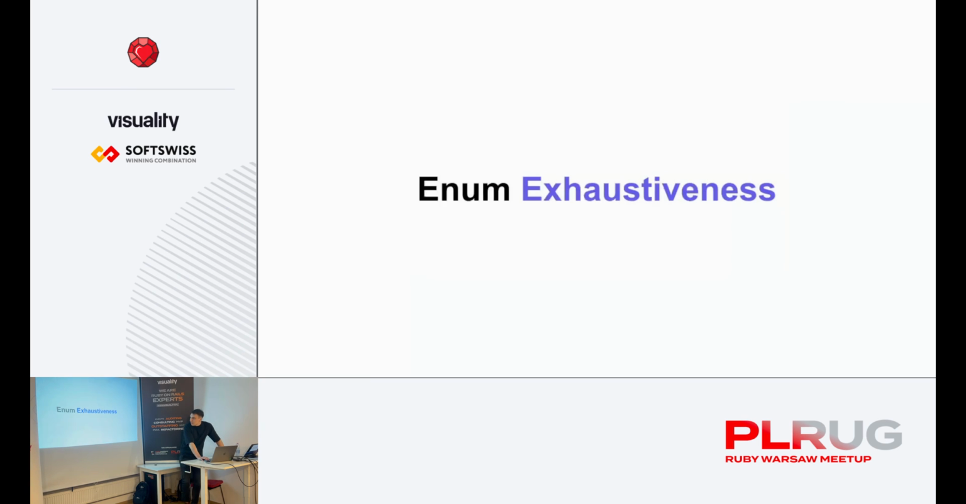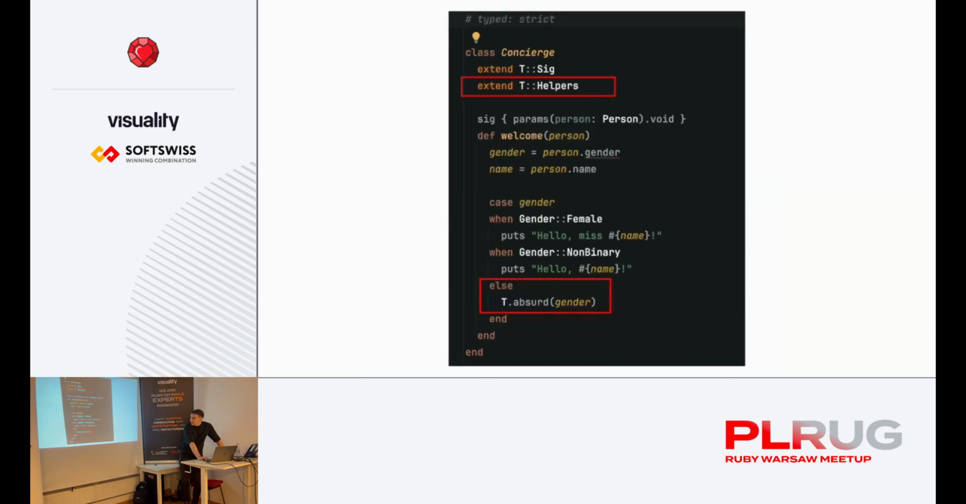Another great thing about enums is their ability to be exhaustive. So, for example, imagine that we want to implement a class called Concierge that will be meeting our guests at the door at our conferences, and we want it to be as friendly as possible, and depending on the gender of a person, add some Mr. or Mrs., or if it's non-binary, just omit that to avoid confusion. Yeah, and here's how it's done.